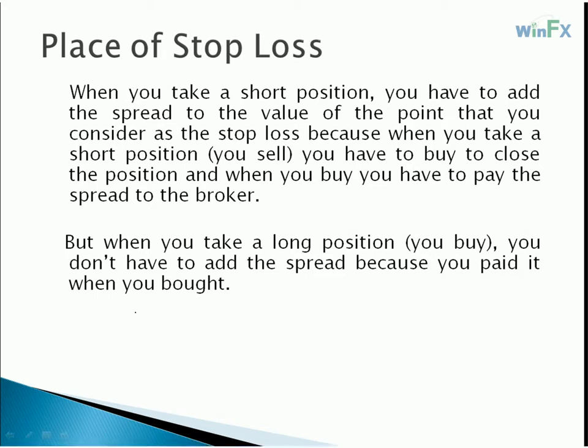Let's say I have taken a short position at 1.3120. Let's say that the position I have taken is wrong and the price is moving up. It is considered that the resistance of the price is at 1.3220. So, my stop loss will be somewhere 3 to 5 pips above the resistance.